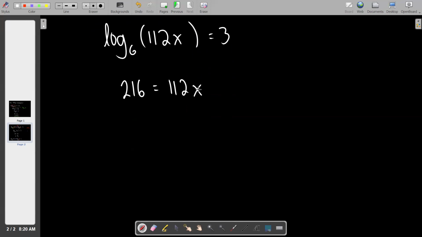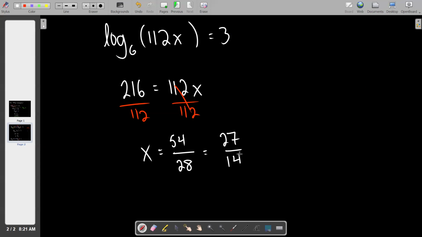And then it's just simple algebra. What do we do from there? Divide both sides by 112. So x is going to equal 216 over 112. I think those can both divide by 4. Let's start with 4 and see if it can go further. It's going to be 54 on top, and that's 28. So yeah, we can go another step. Let's divide them by 2 again. So we wind up with 27 over 14. That would be the final answer for this particular equation.